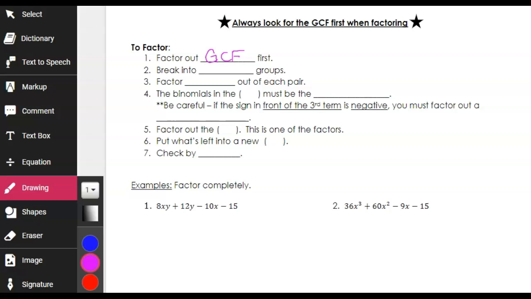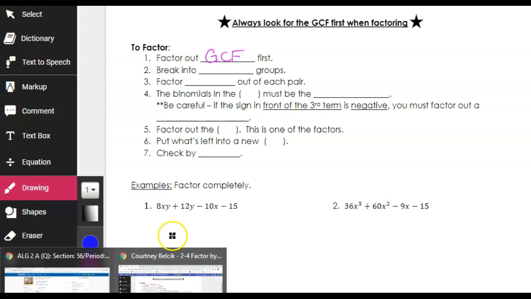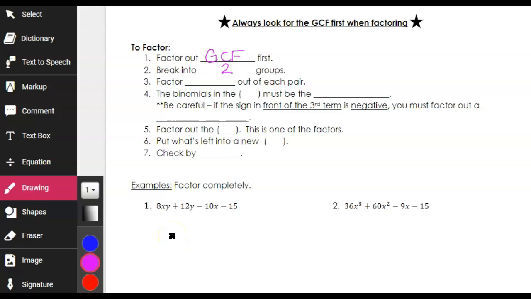Then you want to break your 4-term polynomial into 2 groups. The first 2 terms and the last 2 terms. You want to factor a GCF out of each pair. And the binomials in the parentheses, whatever is left over after you take out the GCF of each pair, they have to be the same. Because that binomial in the parentheses is going to become one of the binomials when you factor your polynomial. Be careful, if the sign in front of the 3rd term is negative, you must factor out a negative.